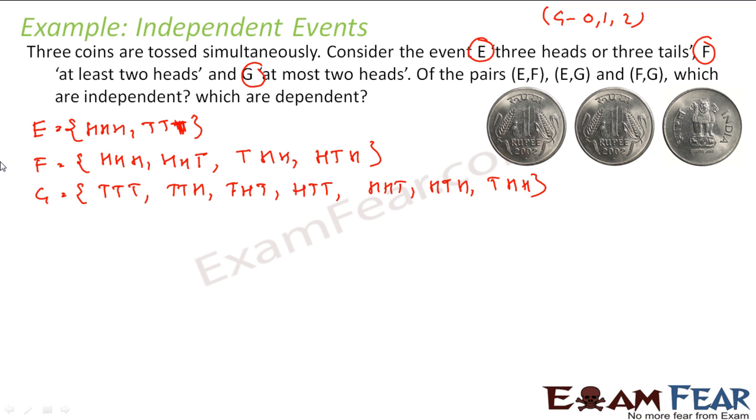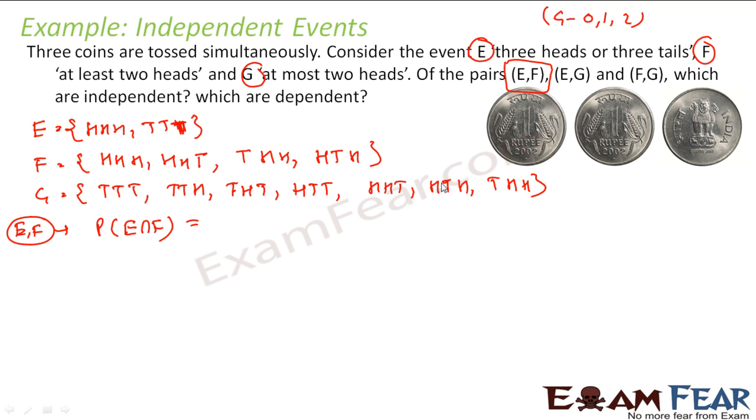So I have to find whether these are independent or not. The first is the pair E and F. If pair E and F are independent, I have to prove that. I'll take E comma F first. So I have to find the value of probability of E and F, right? And then I have to check whether this is equal to probability of E into probability of F.